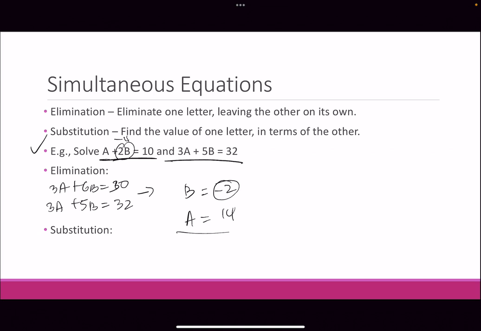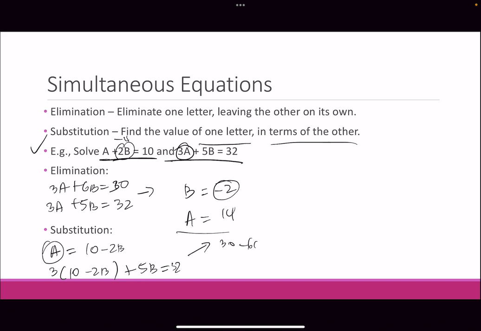Now, for substitution, I have A, and I'm going to move the B over to the other side. So 10 minus 2B. So A equals 10 minus 2B. I found one letter in terms of the other letter, and I'm going to substitute this value of A into here. So instead of A, I'm going to write it as 10 minus 2B. So 3 times (10 minus 2B) plus 5B equals 32. What that gives me is 30 minus 6B plus 5B equals 32, which is 30 minus B equals 32. Move the 30 over, which gives minus B equals 2, so B equals minus 2, and then the same process of finding A. They should give you the same answer, essentially.